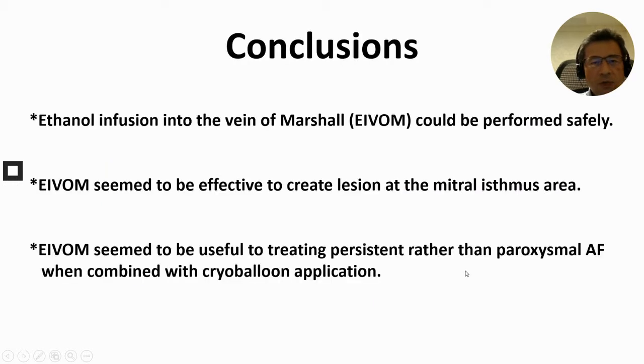Ladies and gentlemen, let me conclude. Ethanol infusion into the vein of Marshall could be performed safely. EIVOM seems to be effective to create a lesion at the mitral isthmus area. Finally, EIVOM seems to be useful for treating persistent rather than paroxysmal AFib when combined with cryoballoon application.